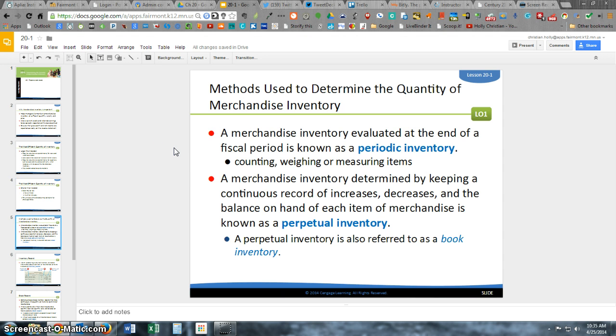Now, there are two different ways to determine your merchandise inventory. We have periodic inventory and we have perpetual inventory. We've talked about this earlier this year, but now we're going to get a little bit more detail on it. The periodic inventory is the actual physical counting, weighing, or measuring of the items. Most times it happens at the end of a fiscal period, but that is a business's choice. This is an expense to do a periodic inventory.